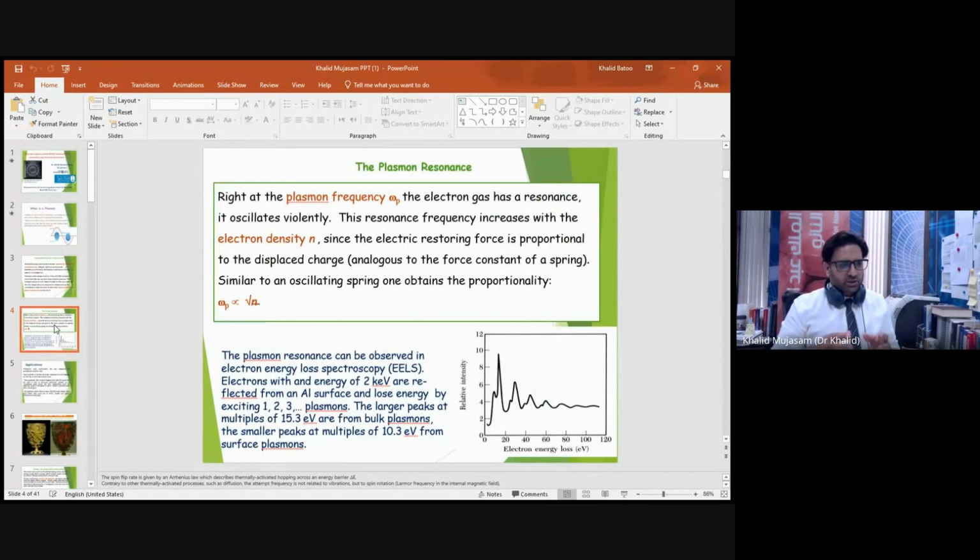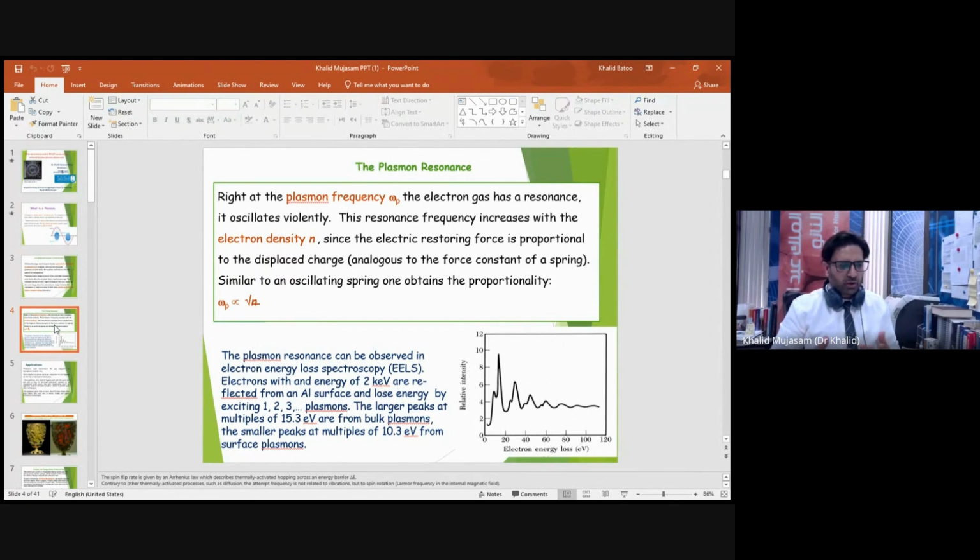In a plasmon resonance, we have a particular frequency in an electronic gas where we see the oscillation of the electrons, and this frequency is proportional to the electronic density. That means as the resonance frequency increases, the force constant K increases. Here we have omega P, the plasmon frequency, which is directly proportional to the number of electrons, or the electron density, in a system. So how are we going to witness such phenomena?